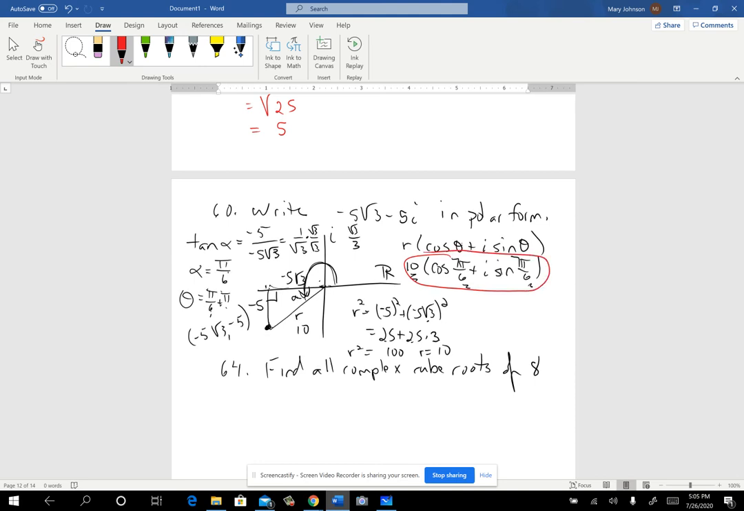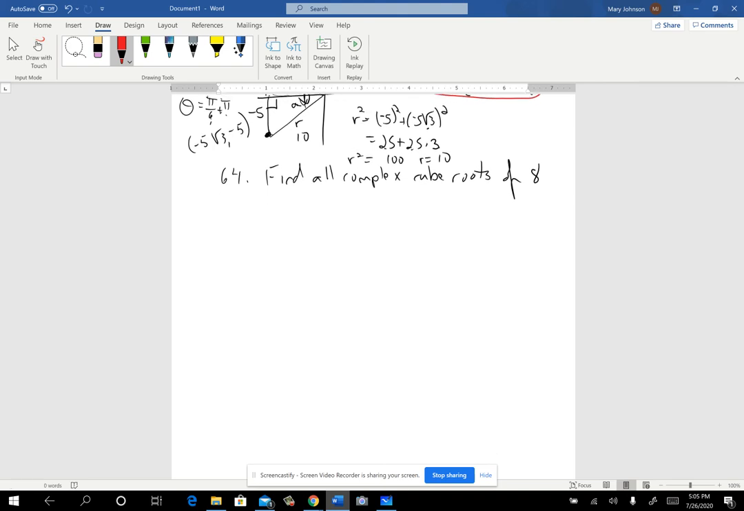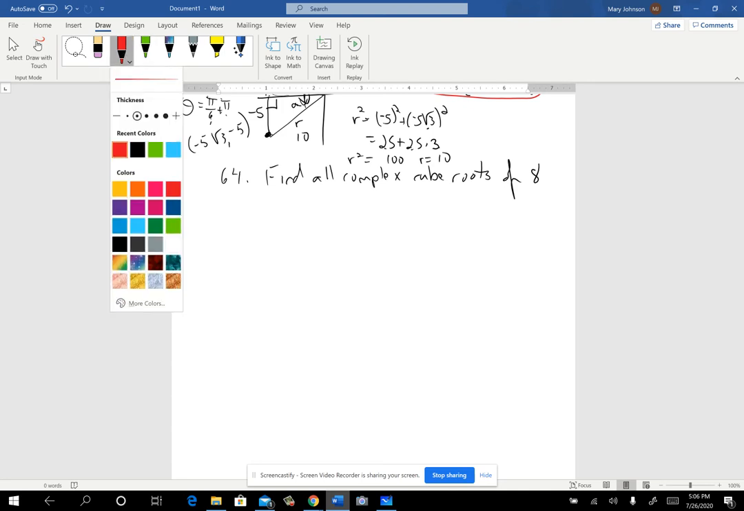All right, now the last problem I want to do is finding all the complex cube roots of 8. Now you might be thinking, well, the cube root of 8 is 2. That's the real cube root of 8, but there's a couple other ones if you allow complex numbers, so we want to look at that.